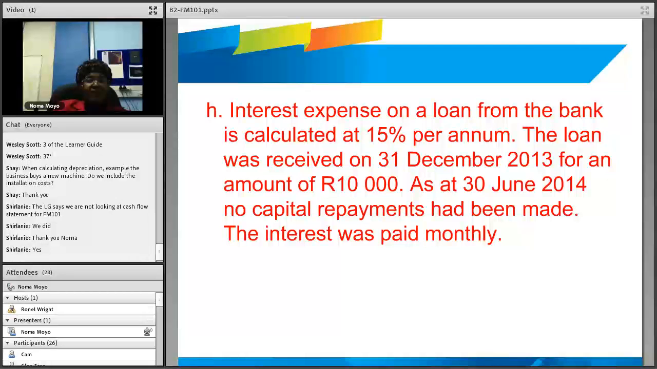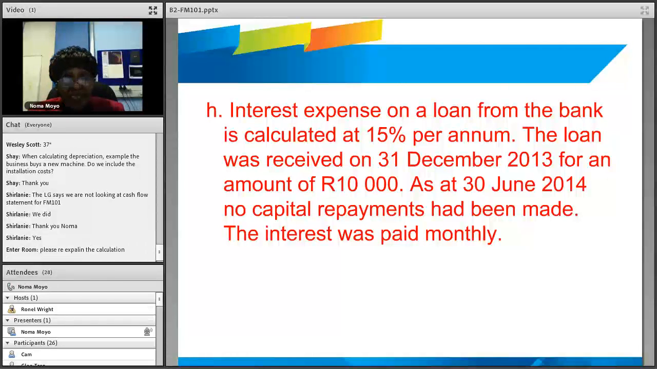Questions, people? I'm expecting questions on interest. It was there for January, February, March, April, May, June. It was 30 June, which was a full 6 months. And they say the interest is calculated at 15% per annum. This is not an annum, it's half an annum, which is 6 over 12 times 10,000 times 15%.